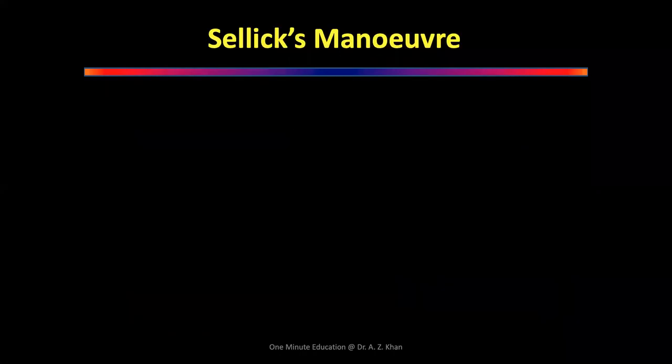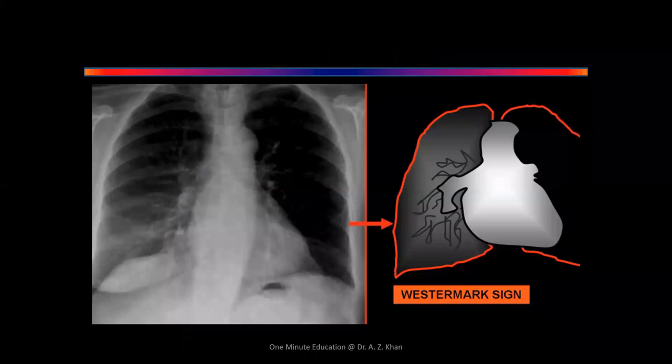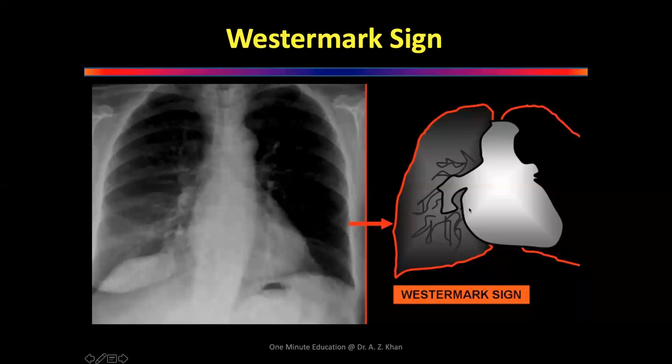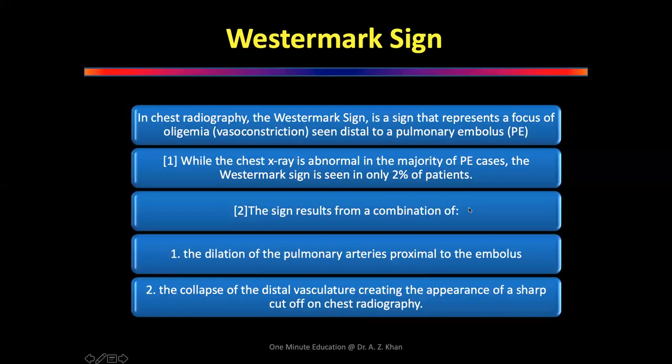So have a look again and see. There's a sharp cutoff here. See this artery coming here, and there's a sharp cutoff. Artery coming here, and there's nothing. There is no artery seen in this area. Okay, so there's a sharp cutoff, and that's called the Westermark sign in pulmonary embolism.